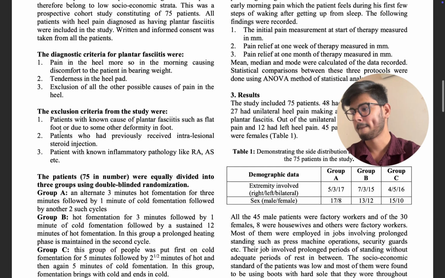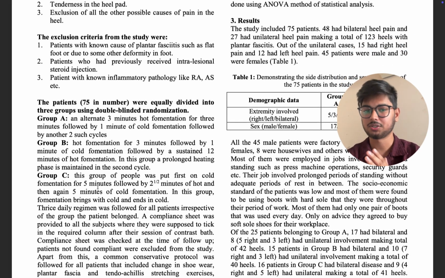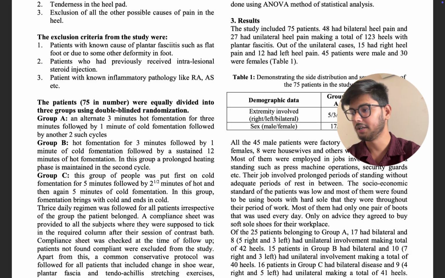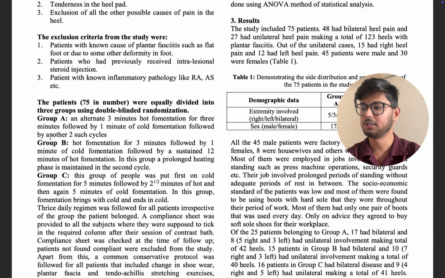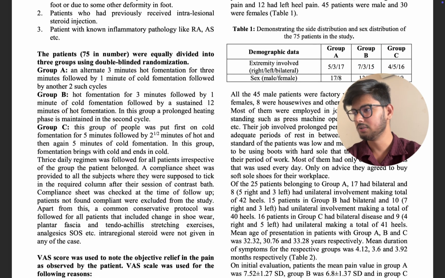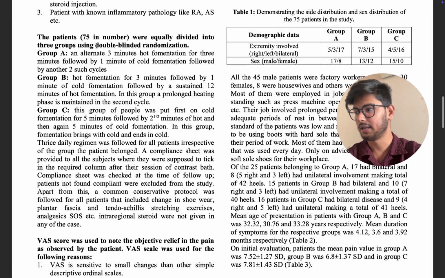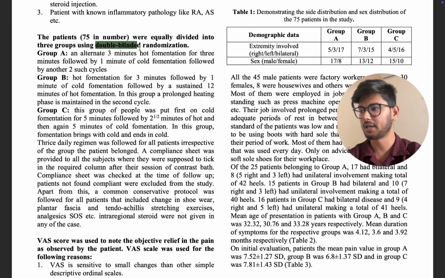Okay, then we have the patients. We already know 75 patients were included. At the same time, they were divided into 3 groups, that we already know, and what the different treatments were. What the different time zones for hot and cold submersion were, that we already discussed. Okay, then you will come to the region below, and you will see they have mentioned groups were randomly assigned, equally divided into 3 groups, and double blinded randomization was done.